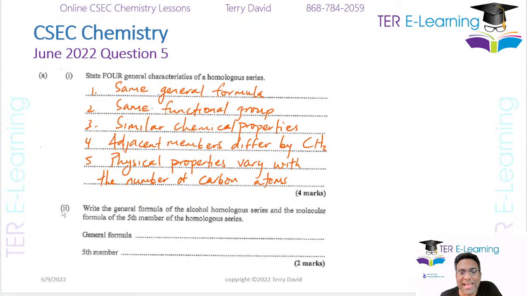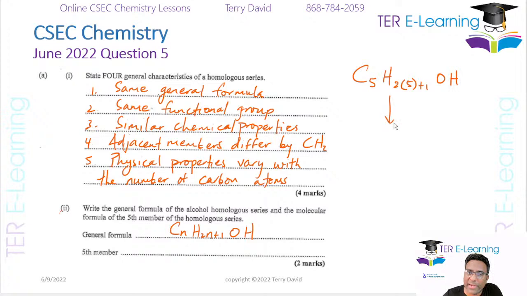Write the general formula of the alcohol homologous series and the molecular formula of the 5th one. The general formula is CnH2n+1OH. That's it, an easy 1 mark. Now, for the 5th one, you substitute n equal to 5 into the formula, so it's 2 by 5 plus 1, which is 11, OH. I get C5H11OH. That's it, easy marks.